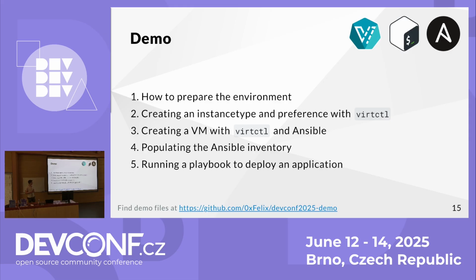And if not, you could always go back to my slides, and I have all of the commands I'm going to run on the slides, so if you wanted to try it yourself, please do so. So we have first a quick summary of what we're going to do. First I'm going to prepare an environment. Next I will be creating an instance type and a preference with virtctl. Then I want to create a VM with virtctl and Ansible. Then I want to populate my Ansible inventory dynamically. And lastly I want to run a regular playbook against this virtual machine to deploy an application. And we'll also reference some files in my commands, and I put those in a repository, and the link is down here at the bottom of the slide.